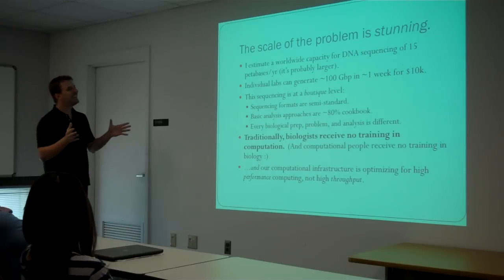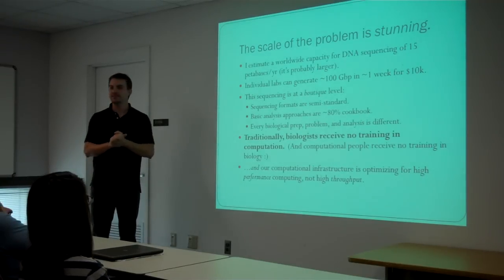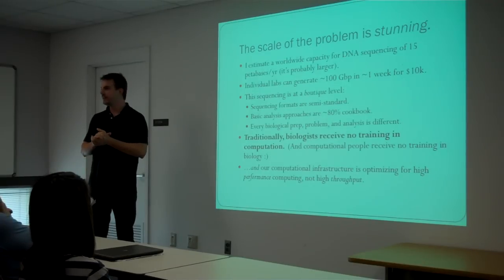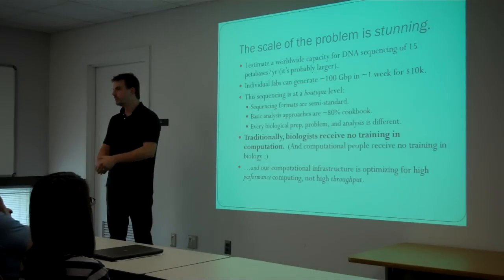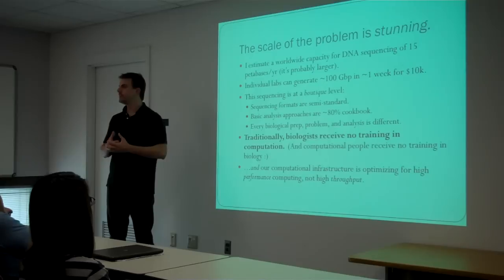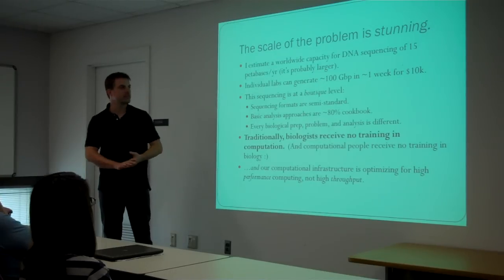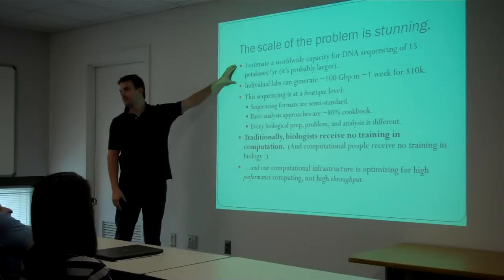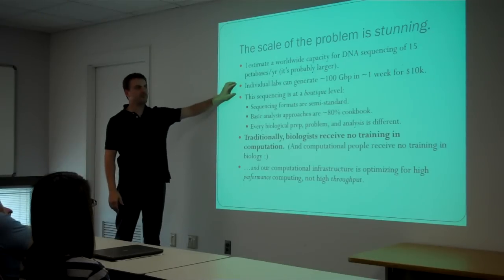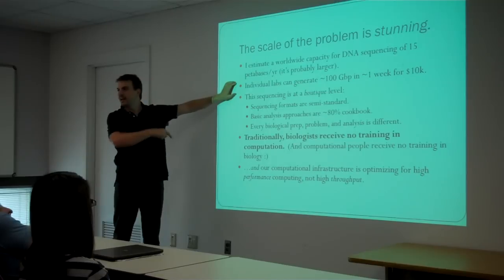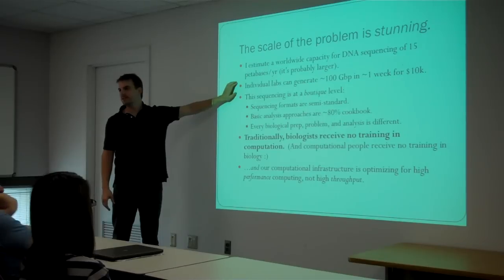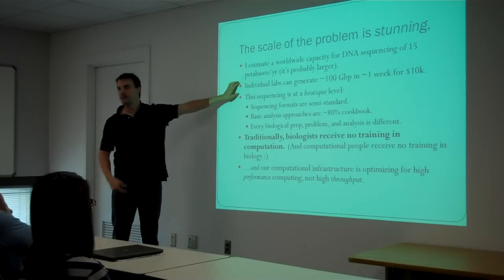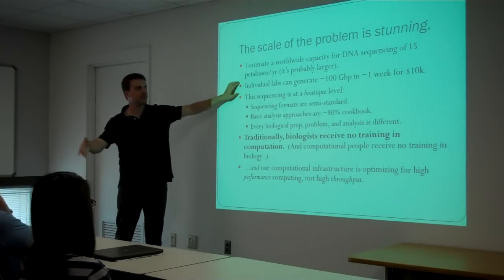I don't know why. So the scale of this problem is actually kind of stunning, and it's come upon biology in only a few short years. There's about a worldwide capacity of 15 petabases per year. It's probably larger than that, because I'm sure there are a lot of companies that aren't advertising what their sequencing capacity is. So that's 10 to the 15 bases of DNA per year. Individual labs, meaning the lab across the campus or down the hallway here, like Chris Chan's lab, can generate 100 gigabases in 1 week for about $10,000. That means you can generate multiple gigabase data sets on a single small NSF grant, casually, from stuff you're doing in your lab.